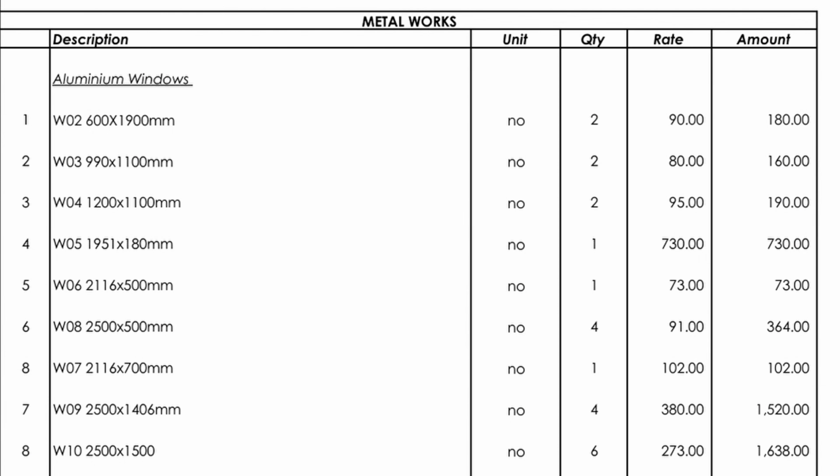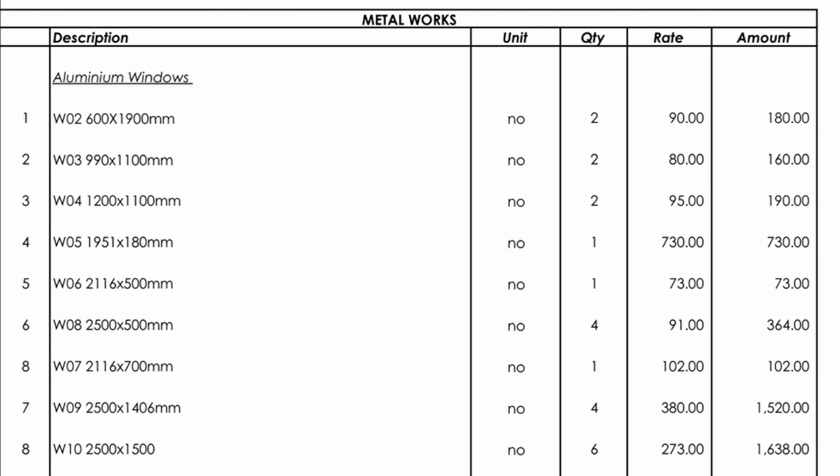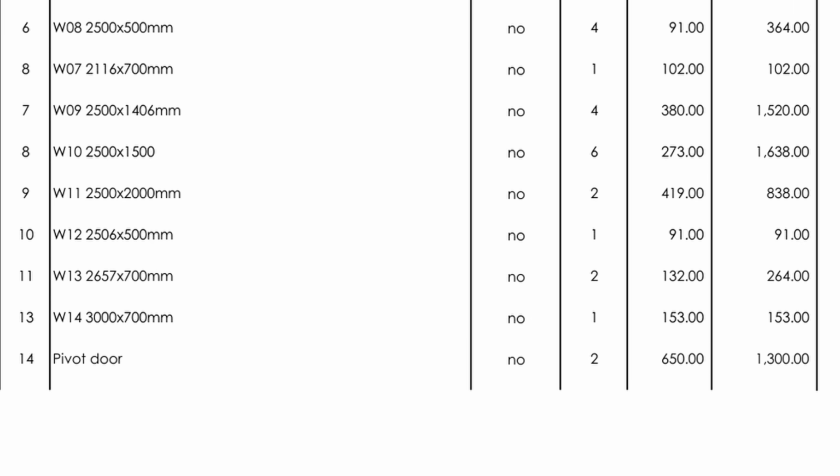So for this house, aluminium windows and some doors are going to be put in this house. So let us look at how much money is going to be used for these aluminium windows. All right, so for the aluminium windows and doors, we are looking at 8,753 US dollars. So let's just have a quick rundown of the breakdown of these windows and doors.